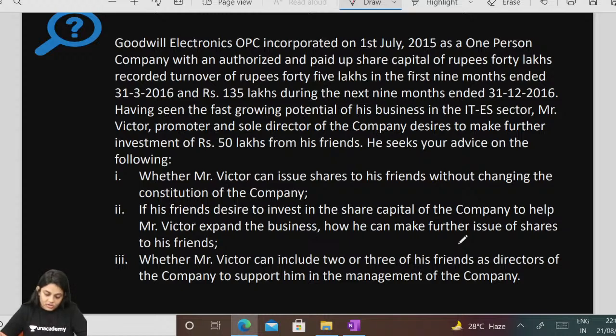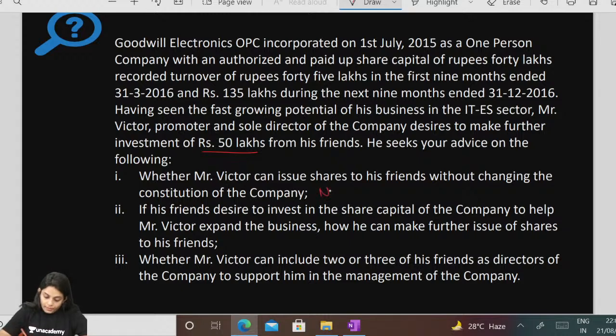Having seen the fast growing potential of his business in the ITES sector, Mr. Victor, promoter and sole director of the company, desires to make a further investment of 50 lakhs from his friends. He seeks your advice on the following. 1. No, he must convert. Whether Mr. Victor can issue shares to his friends without changing the constitution of the company.